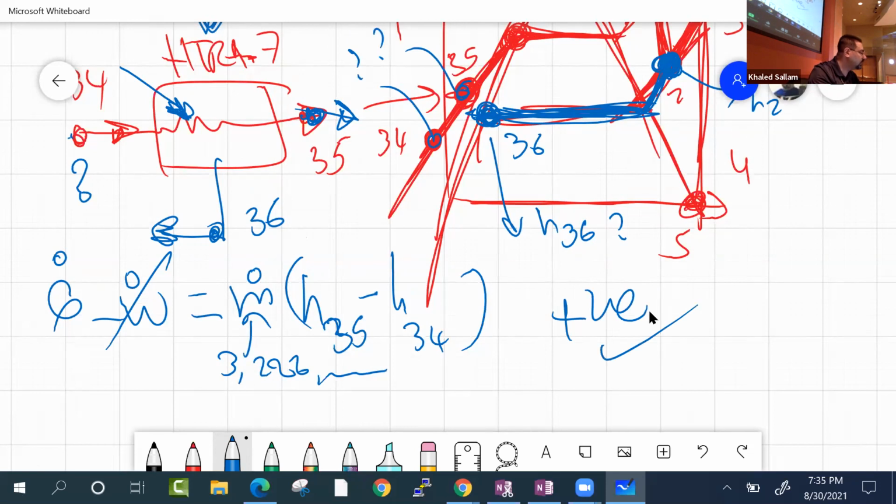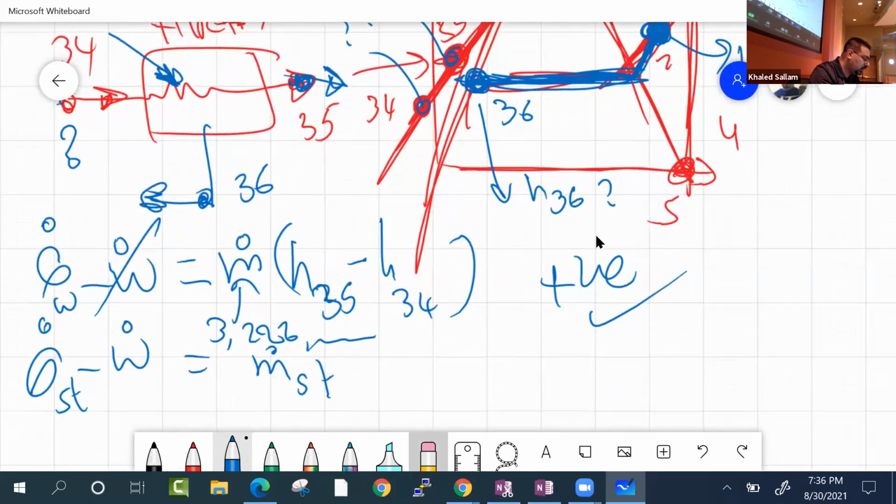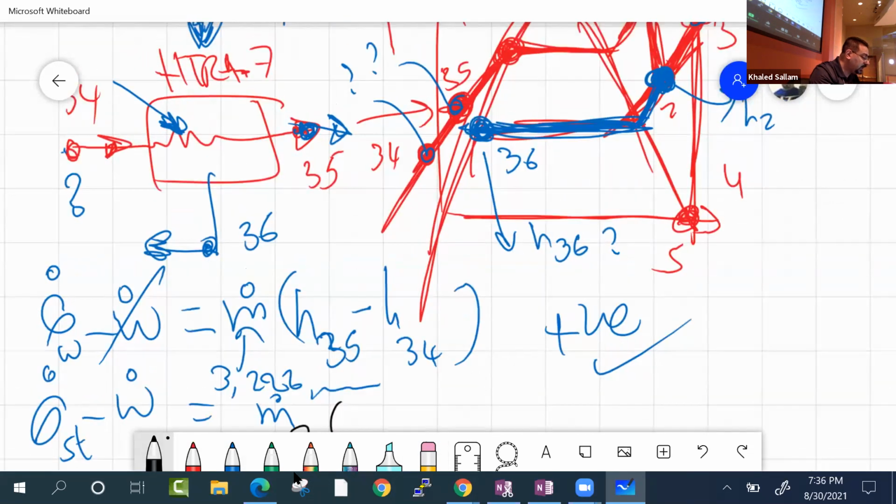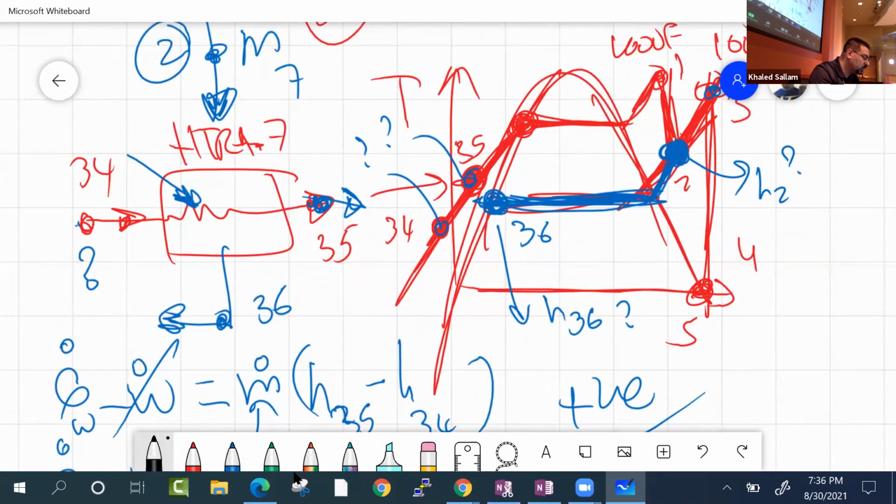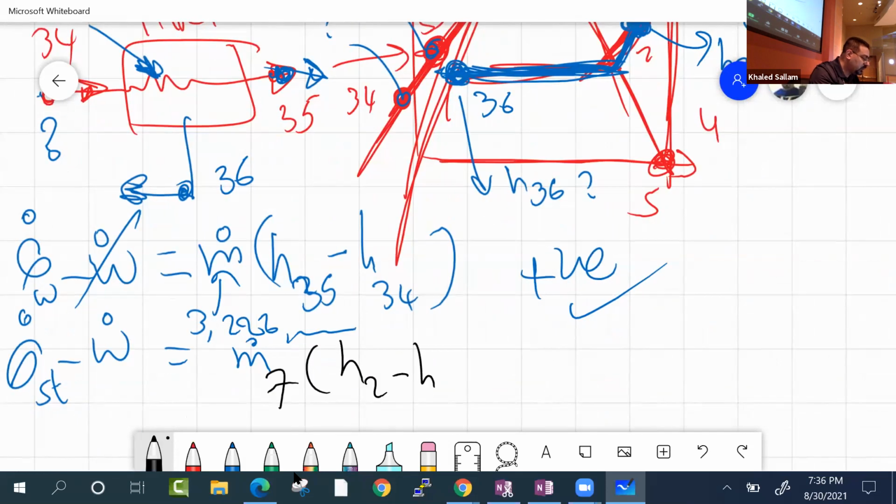That one is positive. Now, when we do it for the steam, what are you going to write for the steam? First law of thermodynamics for the steam side would say Q dot minus W dot equals m dot. This is Q dot steam now. This was Q dot water. M dot steam, which is m dot 7, which is what we are after, right? M dot 7, and then H, we call this 2, H2 minus H, no, we said out. First law says out. So 36 minus 2.